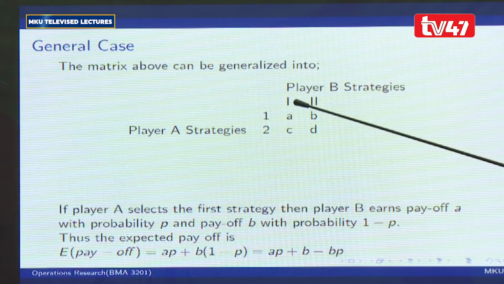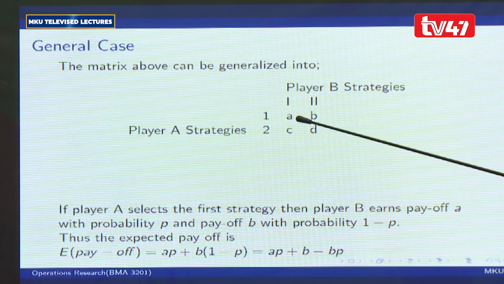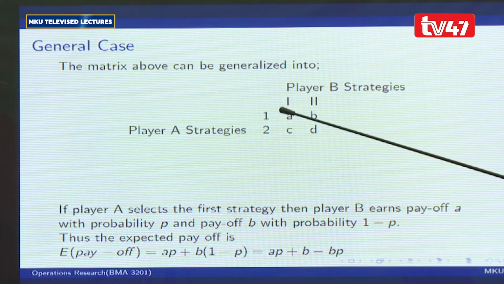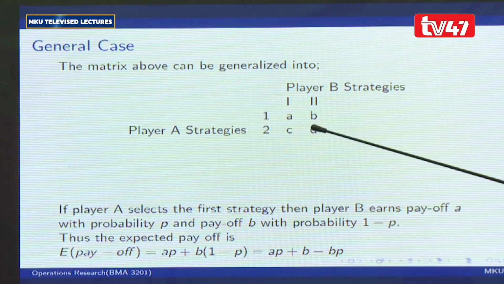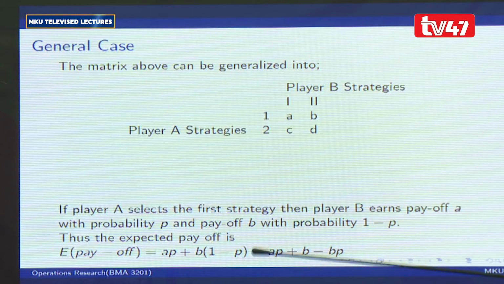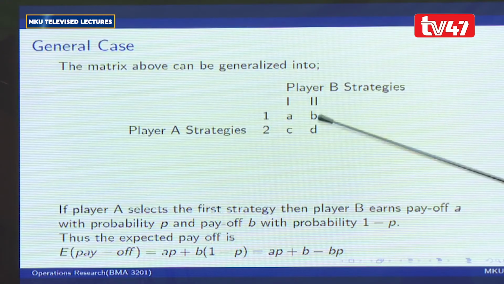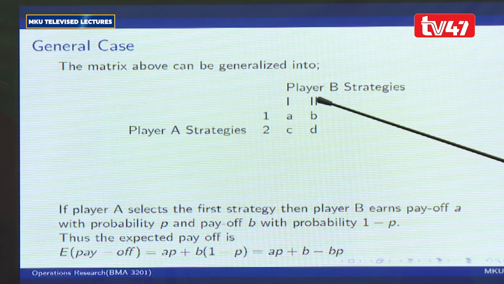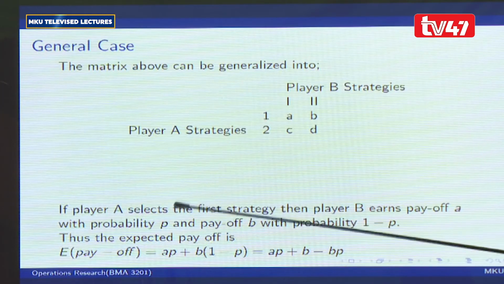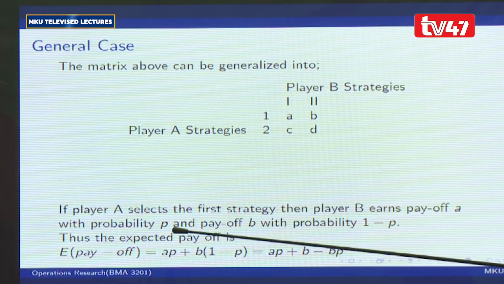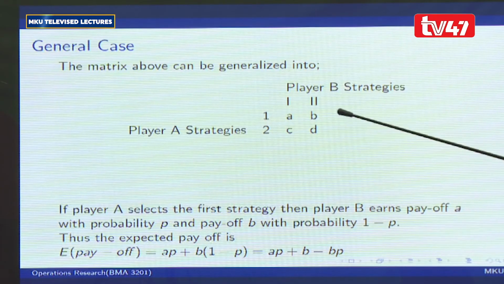So we will assign P, because we have only 2 options: if player B gains A with probability P, then they gain B with probability 1 minus P. Because we've already said that in a certain situation, the summation of the probabilities should be 1. So if I put P here and I have only options A and B, then this must be 1 minus P. This is the case here: if player A selects the first strategy, then player B earns payoffs A and B, A with probability P and B with probability 1 minus P.